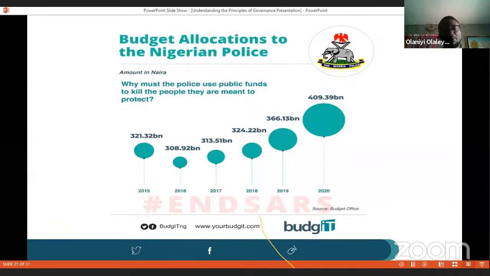So let's look at the police budget for 2015. You see the amount of money the federal government has been budgeting for the police. So the question is, why must the police use public funds to kill the people they are meant to protect? From over 300 billion in 2015, the police budget has increased to over 400 billion. And you go out, there is no protection, either SARS are victimizing you or the police are extorting you. So these are the problems that we're having.